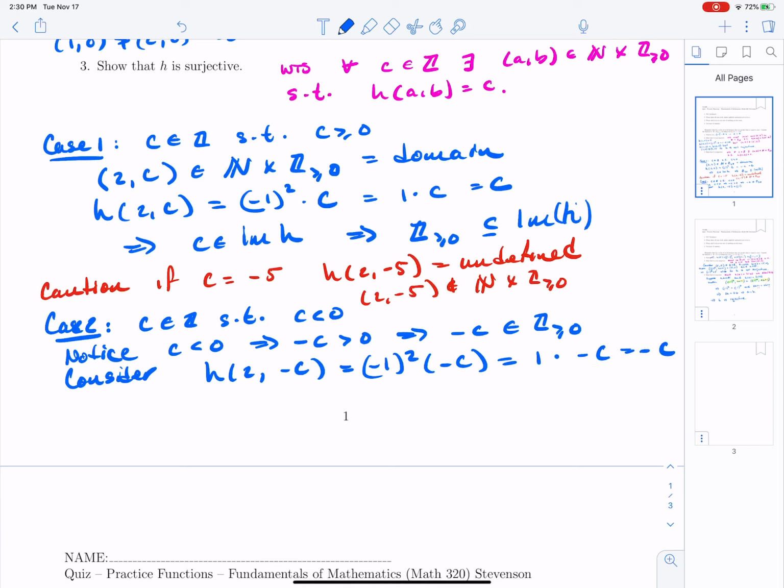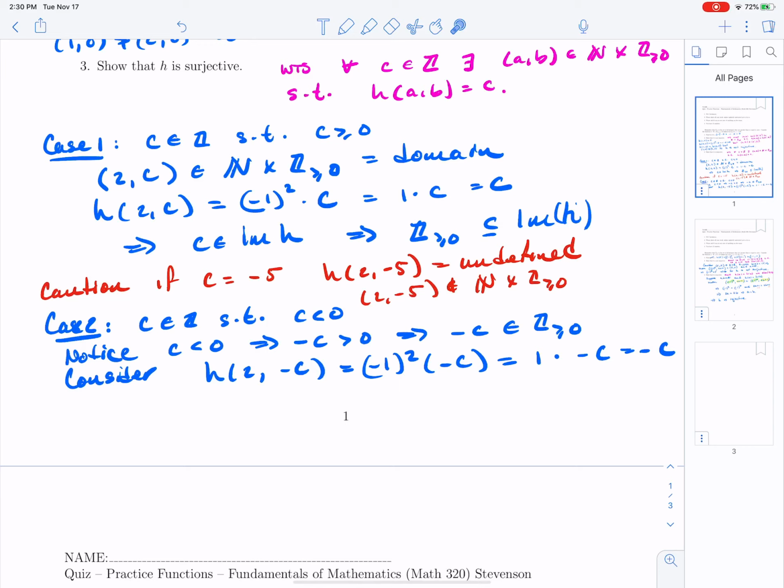But that's not what I wanted, right? I didn't want to get to negative c, I want to get to c. Negative c is positive, c is negative. Okay, so how can I correct what I did? Maybe instead of taking a 2 here, I should take an odd number. Then I would have a negative here times the negative c would give me exactly the c that I wanted here. Okay, you see what the problem is.